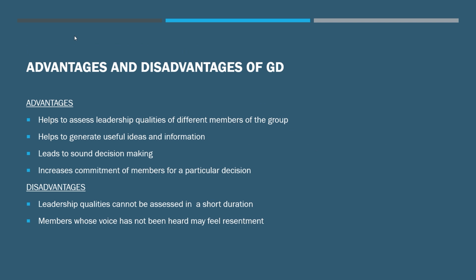Now we can go to the advantages and disadvantages of GD. Advantages include, first one, it helps to assess leadership qualities of different members of the group. It helps to generate useful ideas and information. It leads to sound decision making. It increases commitment of members for a particular decision.